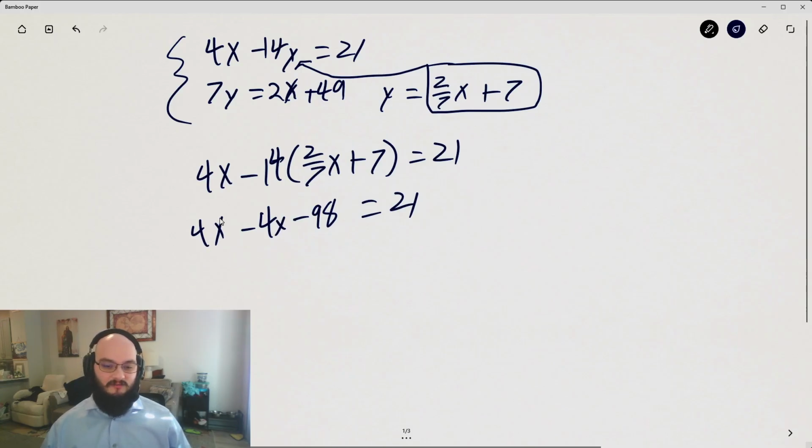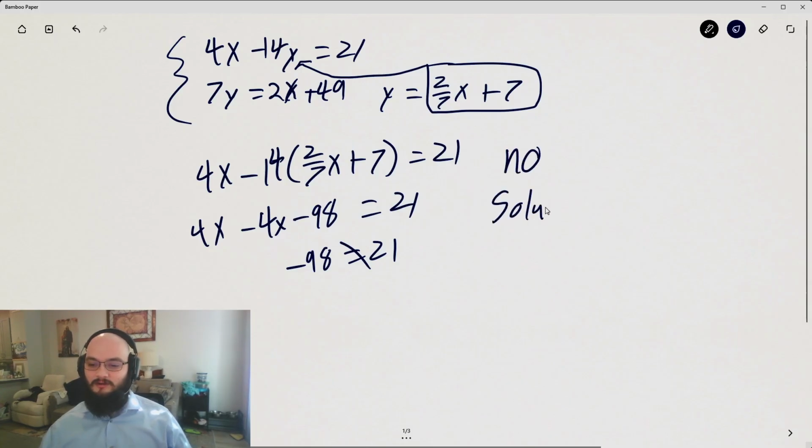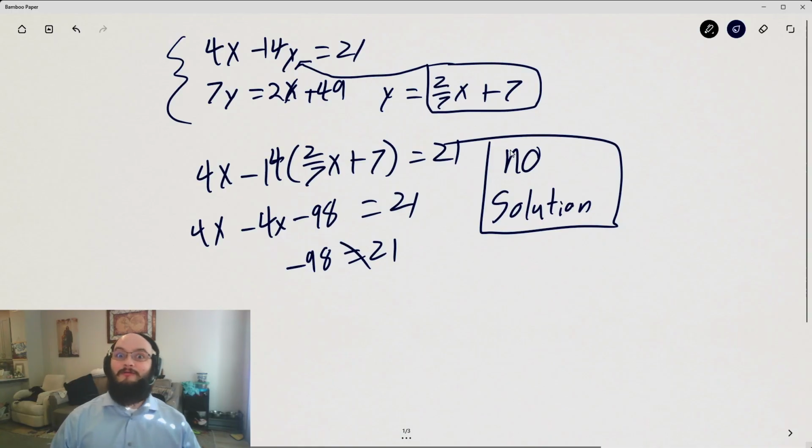Now let's combine like terms. Negative 4x and 4x will be 0x. So we have negative 98 is equal to 21, which is not true. It does not make sense. There is no value we can plug in for x or for y that's going to make negative 98 equal to 21. This is just a false statement. So for this particular system of equations, there is no solution. And that is our final answer. No solution for this set of equations.